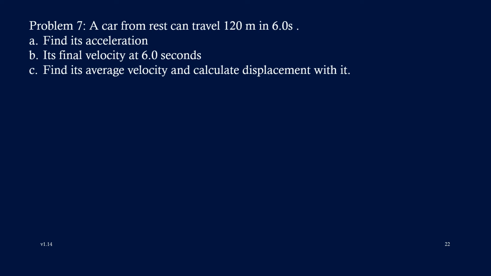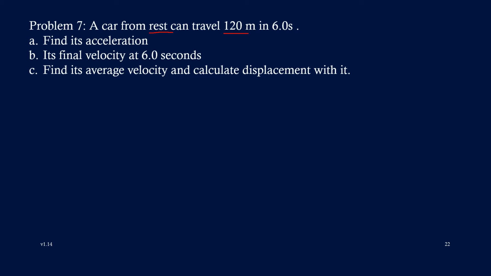Let's look at another problem of a car. A car from rest can travel 120 meters in 6 seconds. So here it's telling us very little. It's telling us this car could travel a displacement of 120 meters in 6 seconds. However, there's a clue here: rest. That gives us our initial velocity of 0.